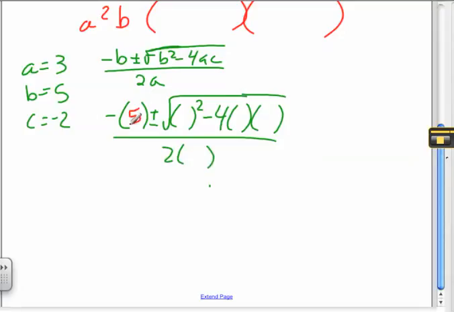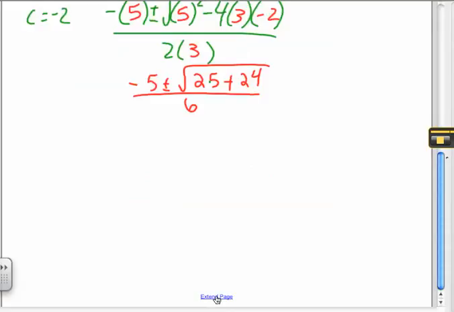Now let me fill in what I need here. This is b and b. This is a. This is c. And this is a. All right? Now let's simplify this. Jackson, it gives me negative 5 plus or minus the square root of 25 plus 24. Am I right? Yeah. 24, good, over 6. That's going to give me 49 right there. Minus 5 plus or minus the square root of 49 over 6.